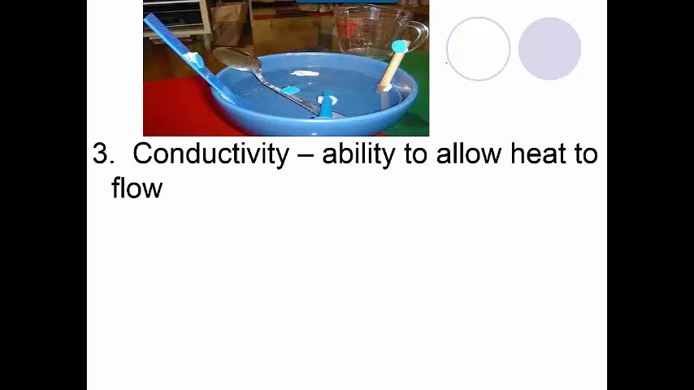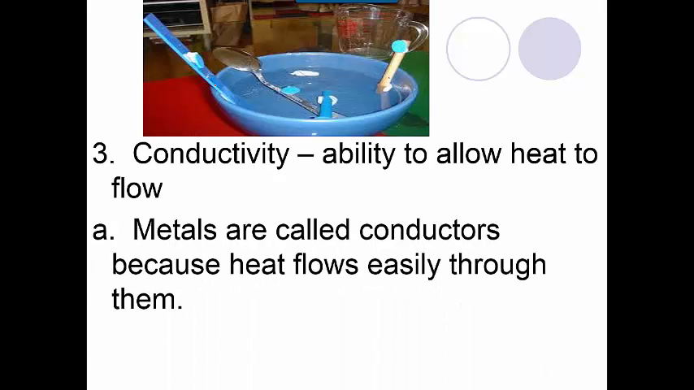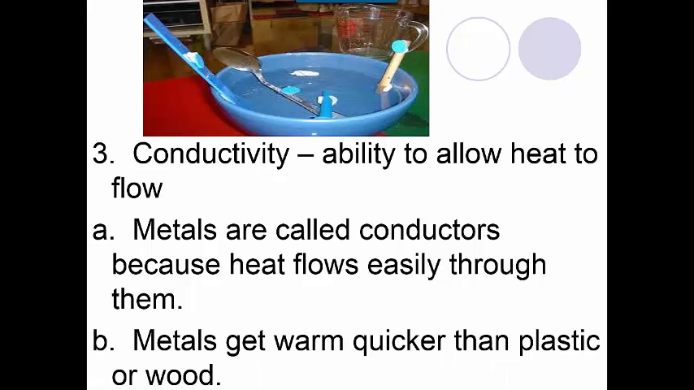This picture is showing you some different types of materials. You have wood, metal, and then plastic, and they're sitting in hot water. Conductivity is just the ability for heat or electricity to flow through them. Metals are good conductors. If you've ever tried to put a metal spoon on the stove and you pick it up, it's obviously very hot, but wooden spoons, not the same. So metals do get warmer quicker than plastics or wood.